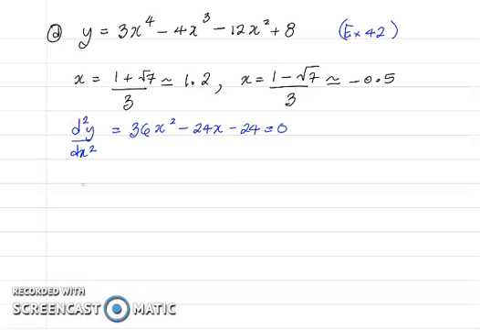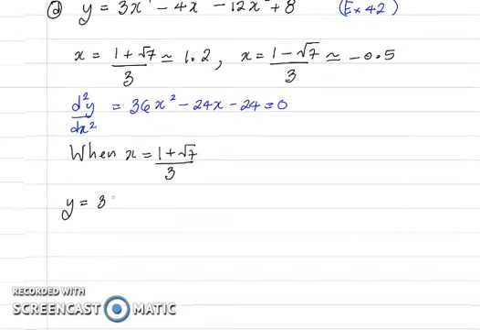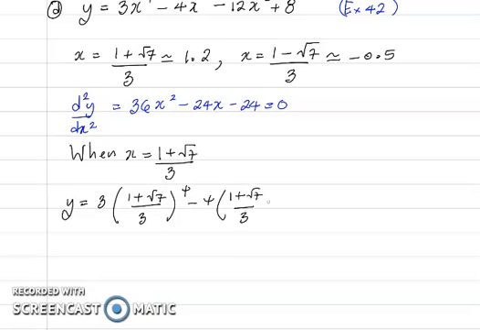So to do that, I'm going to say when x is equal to 1 plus the root of 7 over 3, y would be equal to 3 into 1 plus the root of 7 over 3 to the 4th power, minus 4 into 1 plus the root of 7 over 3 to the 3rd power, minus 12 into 1 plus the root of 7 over 3 squared, plus 8.